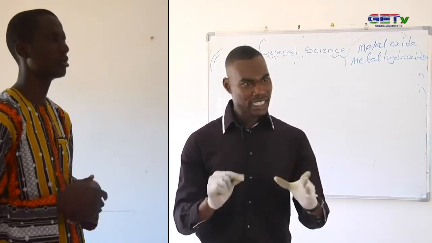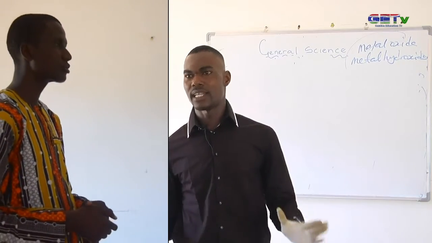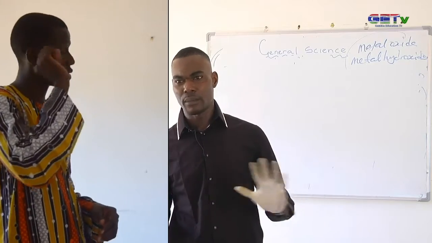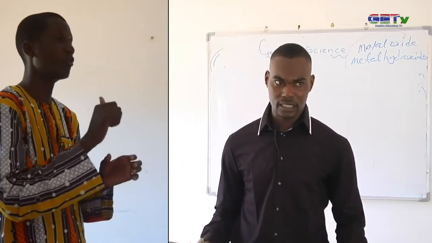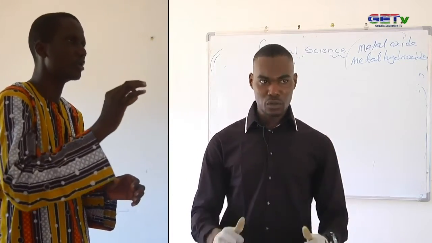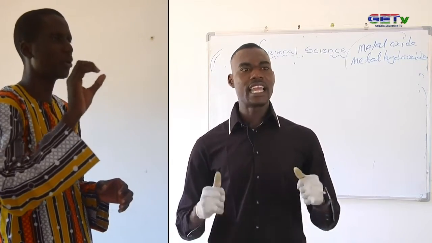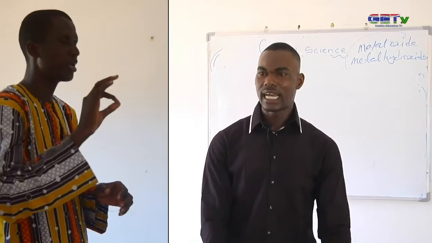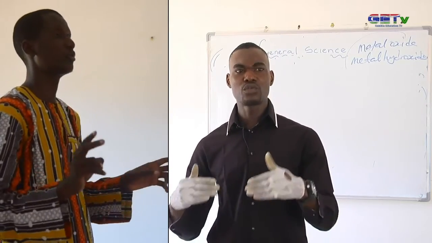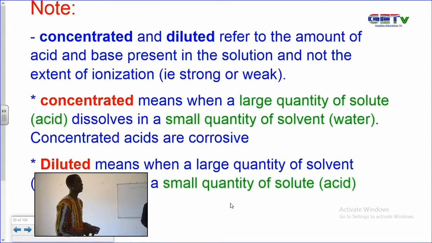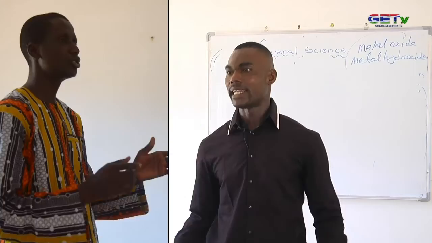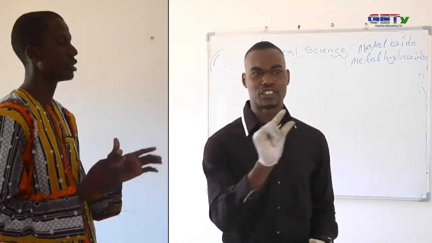So always concentrated acids are corrosive. We have already mentioned that they are corrosive. They can burn the skin, papers, clothes, and so on. You have to understand that. Now, dilute or diluted means a large quantity of solvent, in this case water, that dissolves a small quantity of a solute. If you have large amount of the solvent, more than the solute, that solution is going to be diluted. But that doesn't refer to whether it is either strong or weak.